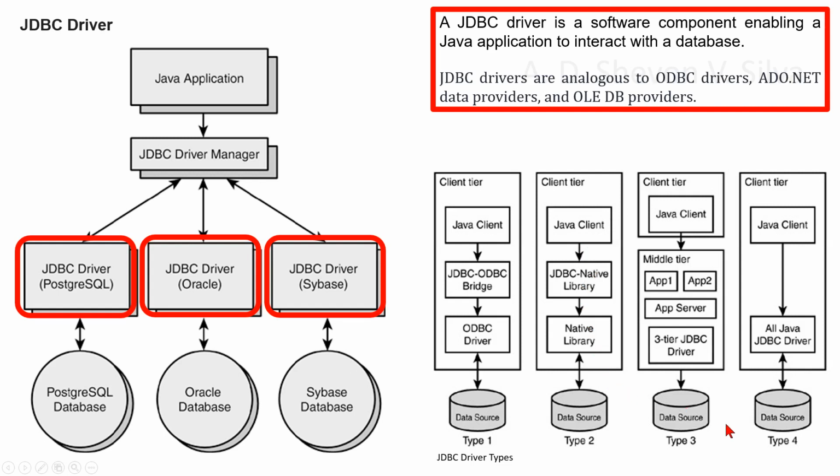Type 3 JDBC drivers are pure Java drivers that use database middleware. Type 3 drivers communicate with the database through middleware servers that must be running in the network.